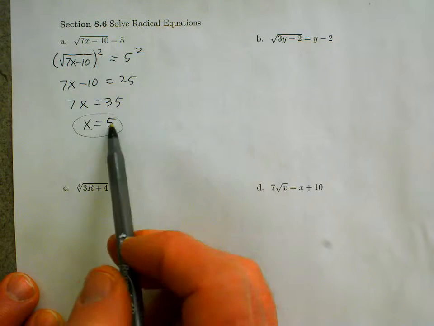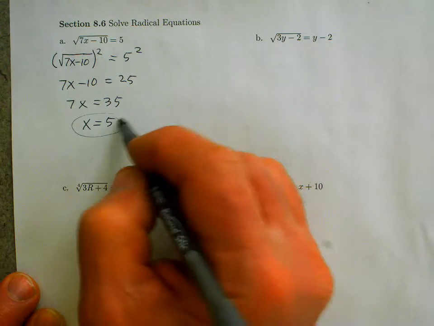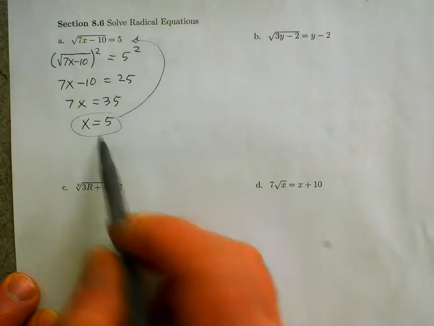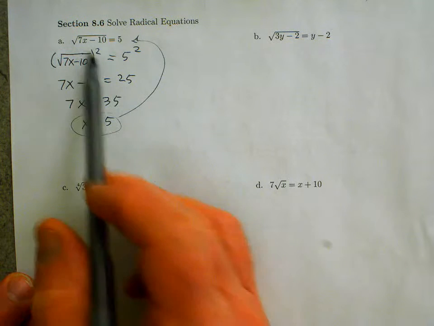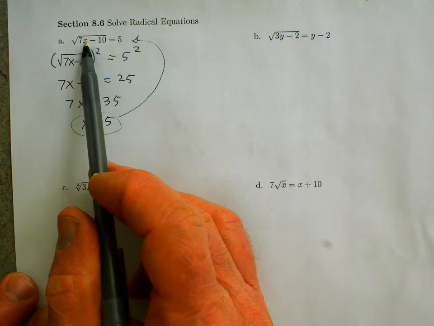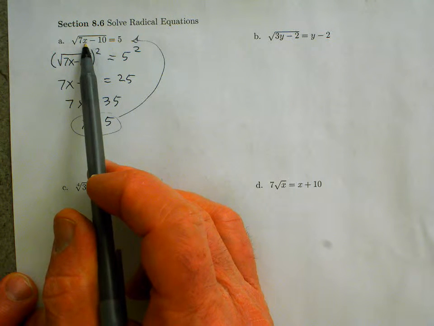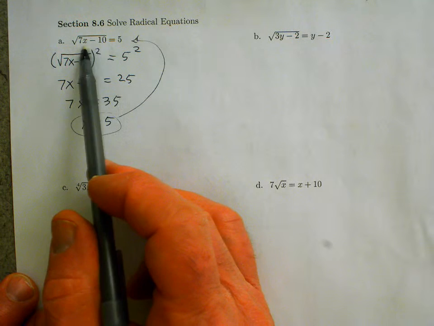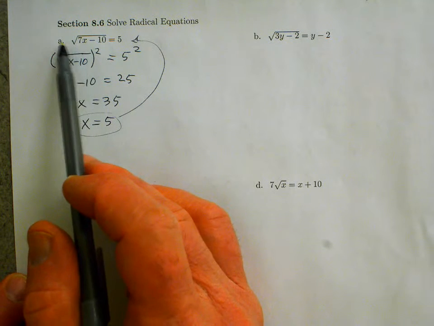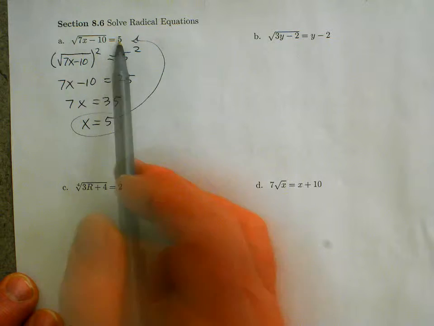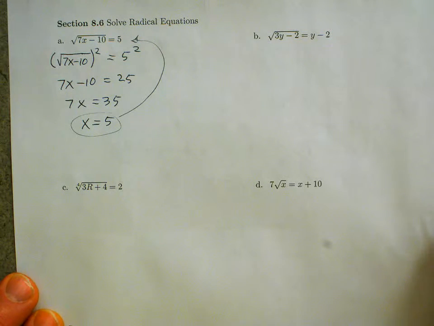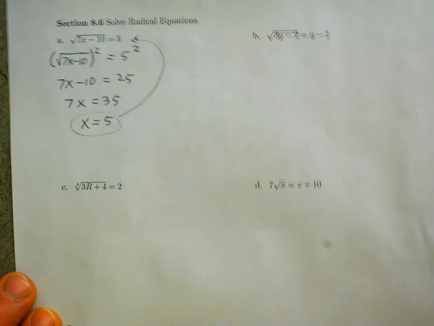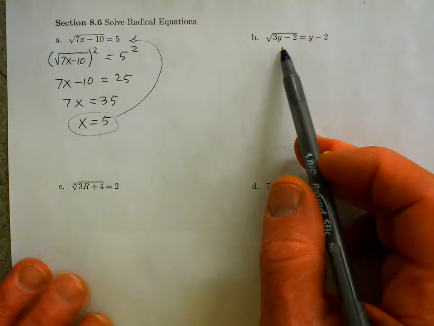Okay, you can tell pretty much by looking when you check this, replace x with 5. 7 times 5 is 35. 35 minus 10 is 25. And the positive square root of 25 equals 5. So that works out. The next one is a little more complicated.